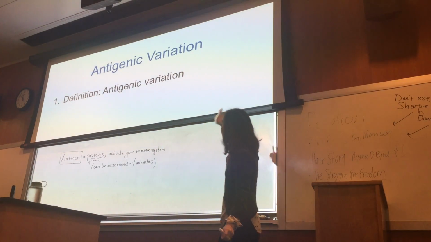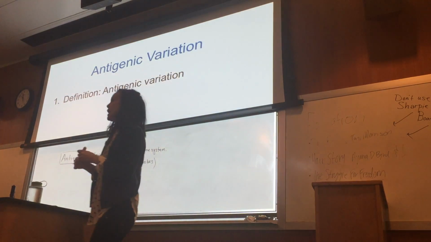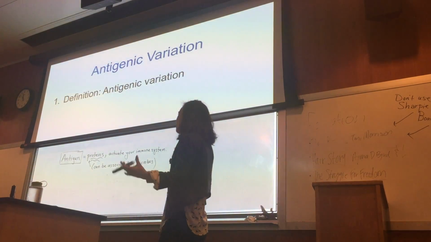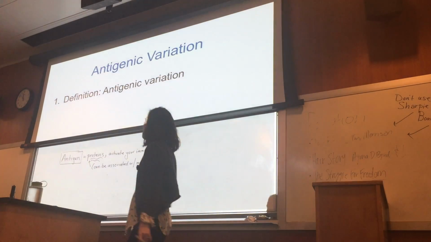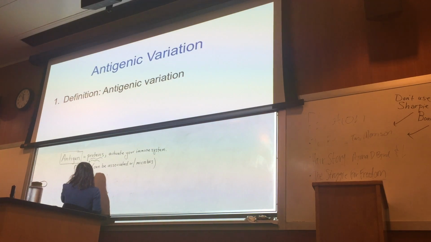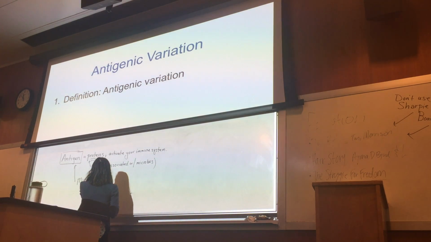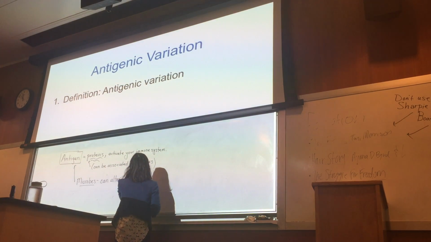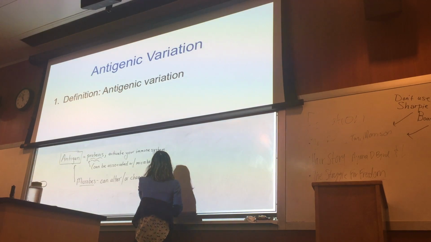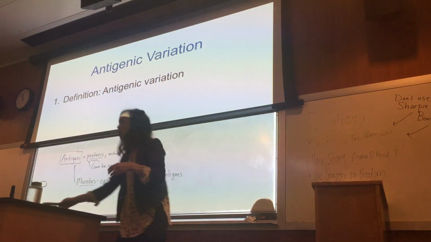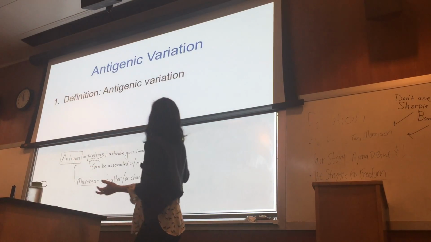And what we're saying is antigenic variation, one of the themes in pathogenesis, and HIV was a really good example when we talked about it. We know that microbes like bacteria, viruses, and protozoans can actually alter or change their antigens.